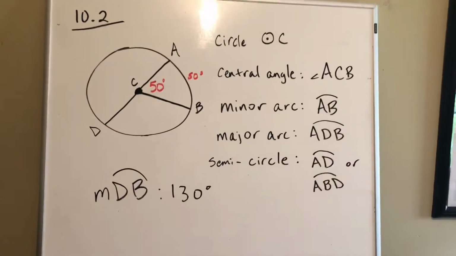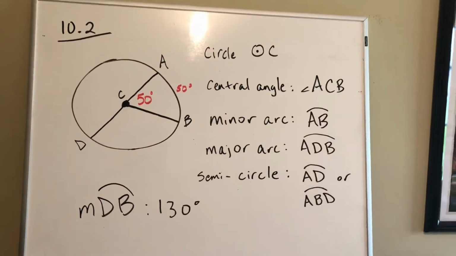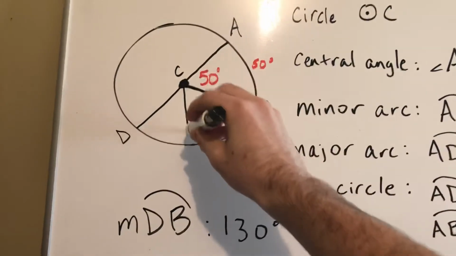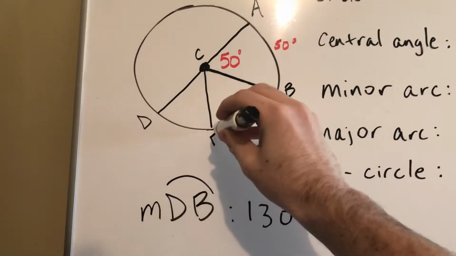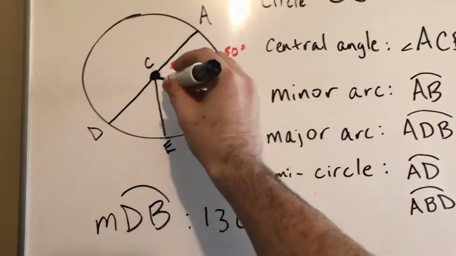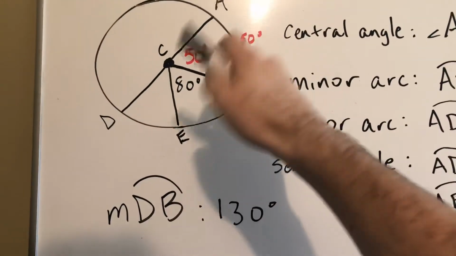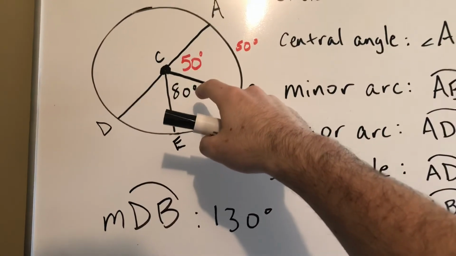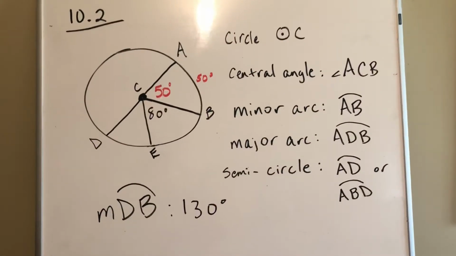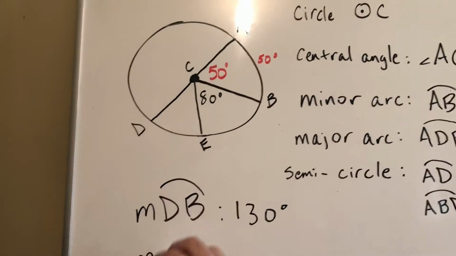One more concept I want to introduce is the arc addition postulate. Very similar to the angle addition postulate, the segment addition postulate you learned earlier this year. Let me create one more radius in this circle. We'll make it radius CE, and I'm going to give that a measure of, let's make it 80 degrees.